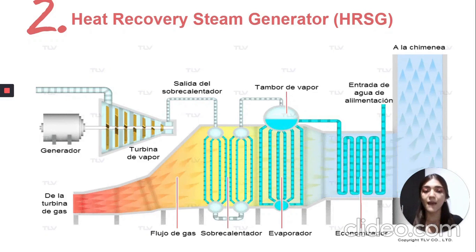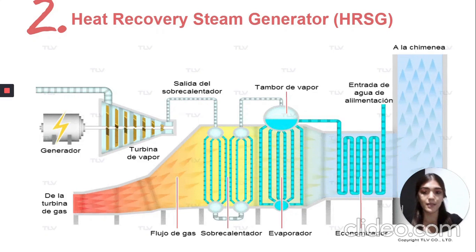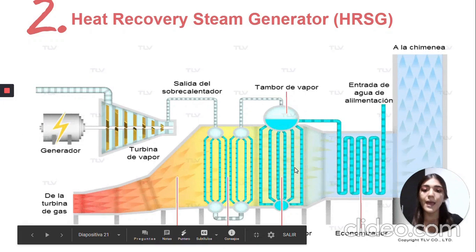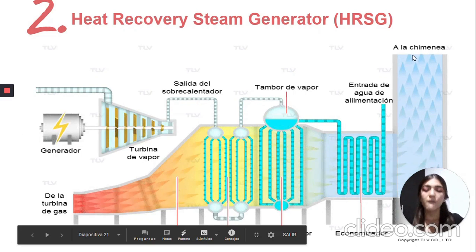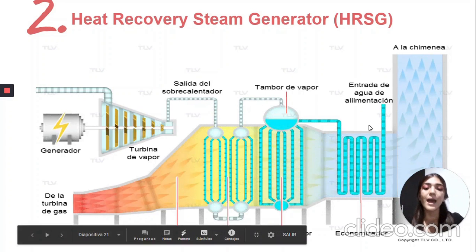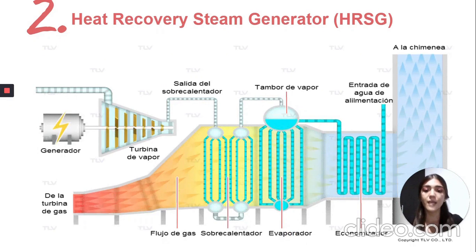There are two types. The first type is the horizontal, in which exhaust gases flow horizontally over vertical pipes. And the other type is the vertical type, in which exhaust gases flow vertically over horizontal pipes.